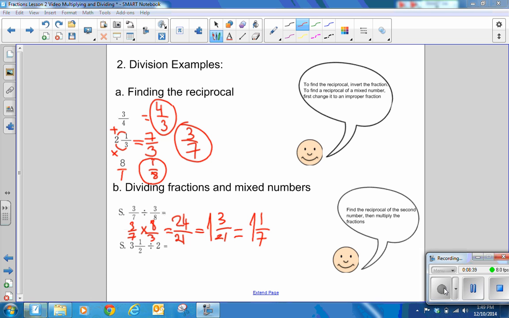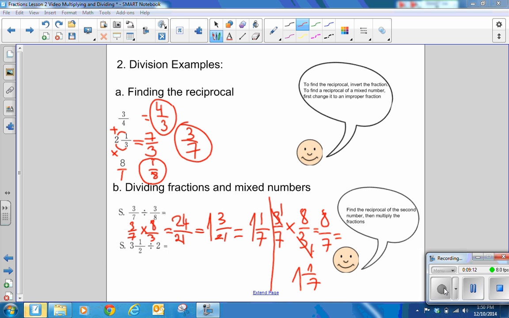Another thing I could do is, when I have my 3/7 times 8/3, I could have cross-divided. So divide by 3 is 1, and divide by 3 is 1. I end up with 8 times 1, which is 8, over 7. And my answer as a mixed number is 1 and 1/7. So I get the same answer.